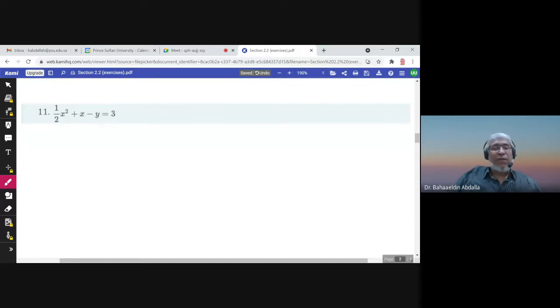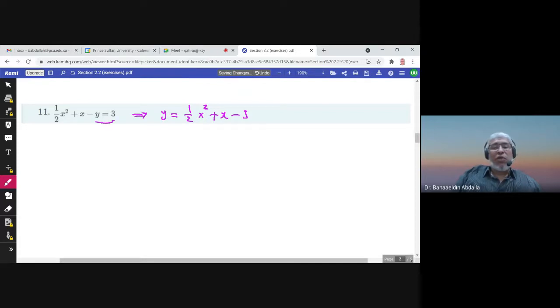Okay, this is not written in the form, so I will write it. So I will take y to the other side. So I will have y equals, if I take y to the other side and bring 3 here, I'll have half x squared plus x minus 3. All right.